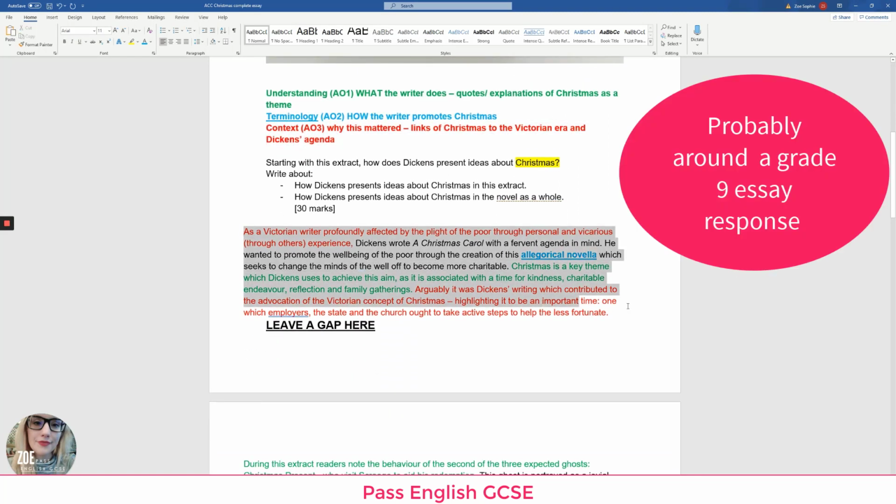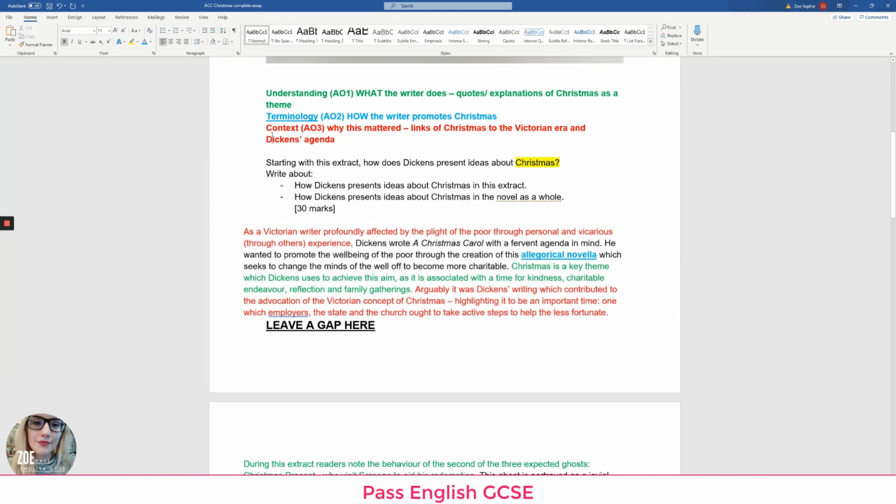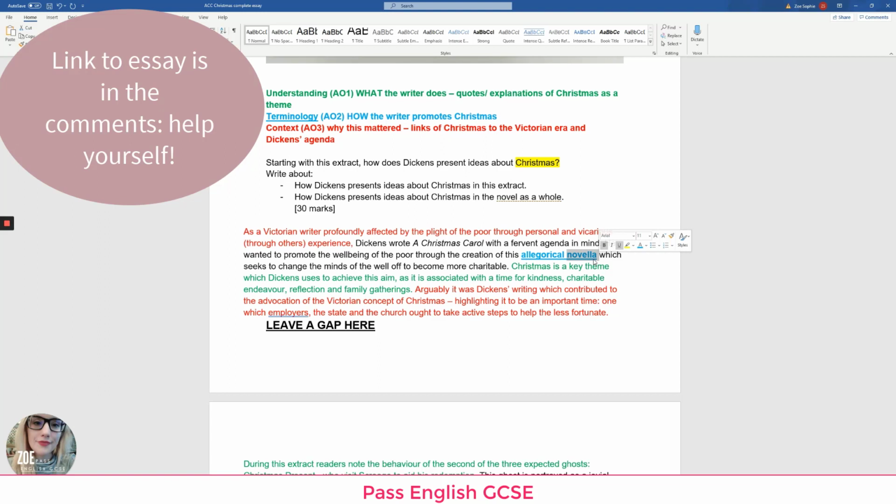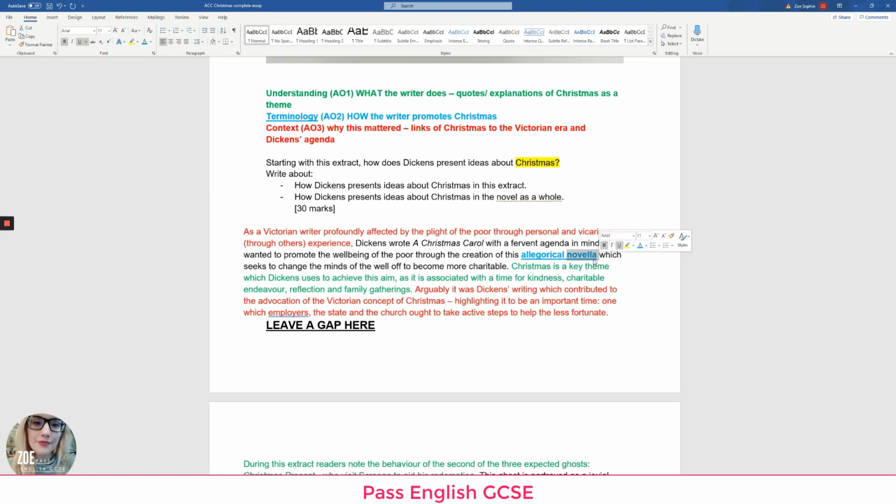This is my introduction. As you can see, there's a lot of context in here. There's only one bit of terminology, which is allegory, where you have a moral in mind. So he's moralizing a little bit here. And novella is just a short novel. Now, in the exam, you'll see it says novel. Don't worry about it. It's technically a novella, which means less word count than a novel. But if you see novel in the exam, that's what it means.